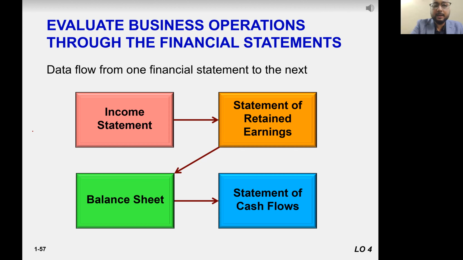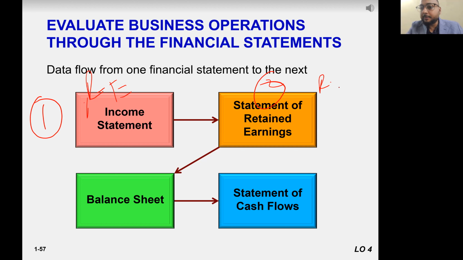There is a chronological order in making the statements. Number one, you need to make the income statement. What is the formula for the income statement? Revenue minus all expenses. Statement of retained earnings, what is the formula? Retained earnings at the beginning plus current year net income, minus dividends. We call this retained earnings at the end.